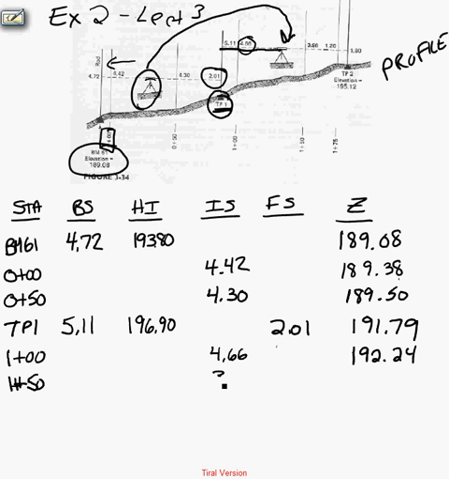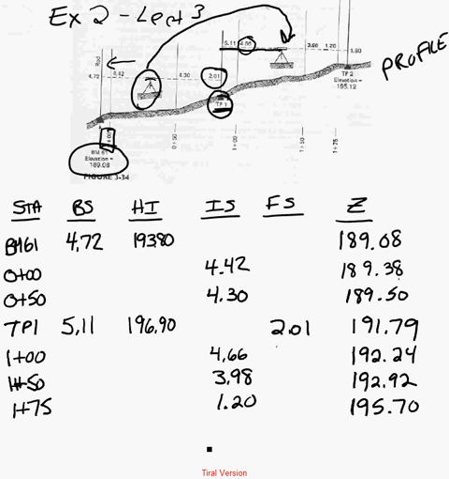Another intermediate sight is at station 1+50, and that intermediate sight is 3.98. So again, my elevation now at 1+50 is simply going to be my height of instrument minus 3.98, which is 192.92. And then I can move to station 1+75, where I have one more intermediate sight of 1.2. So you see here there's quite a bit of slope between, and there's 25 feet between station 1+50 and 1+75. And now my elevation at 1+75 is going to be 195.70, which again is my height of instrument minus my intermediate sight of 1.20.